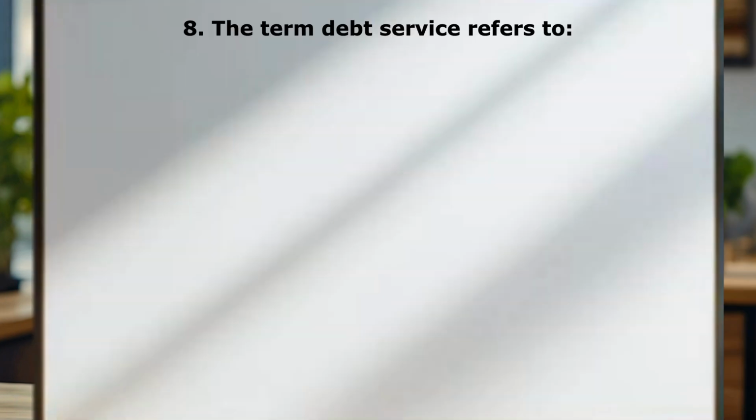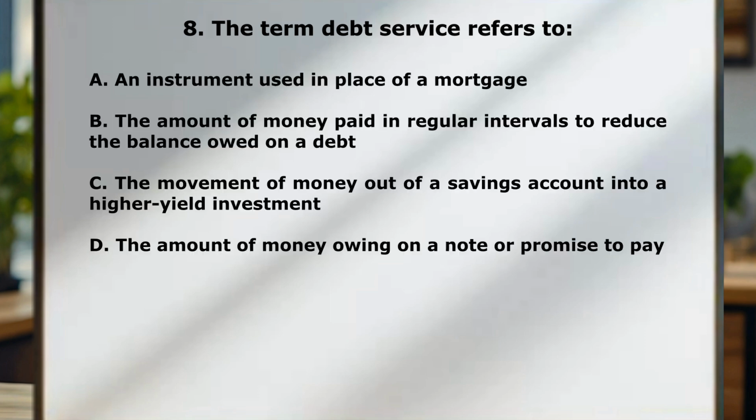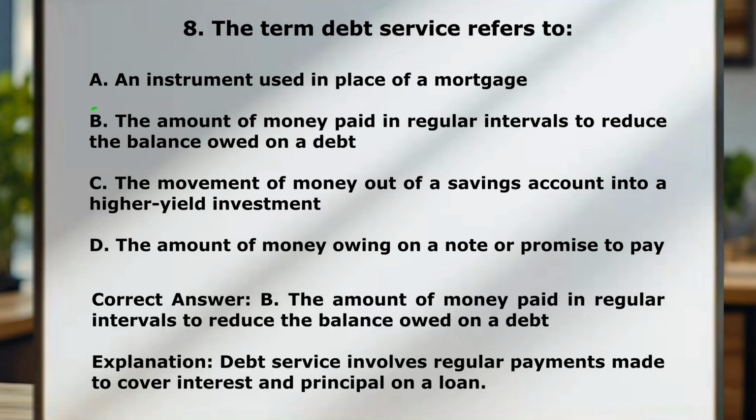Question number 8. The term debt service refers to A. An instrument used in place of a mortgage. B. The amount of money paid in regular intervals to reduce the balance owed on a debt. C. The movement of money out of a savings account into higher yield investment. D. The amount of money owing on a note or promise to pay. Correct answer here is B. The amount of money paid in regular intervals to reduce the balance owed on a debt. That's all the debt service is.